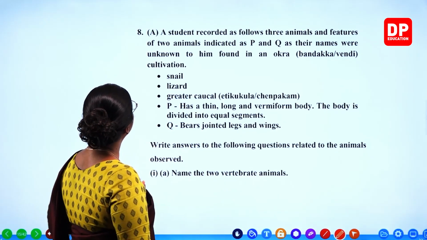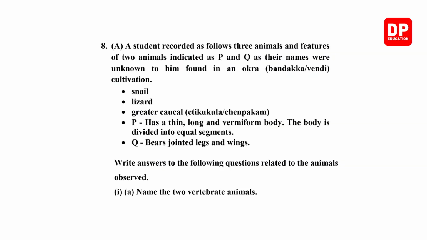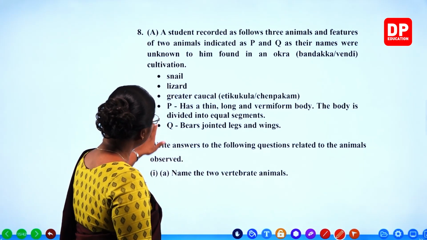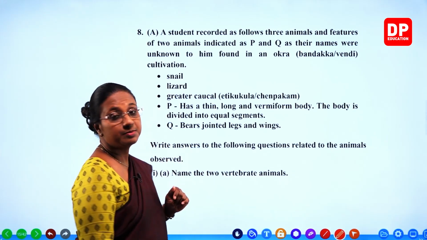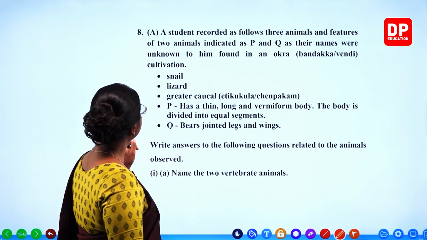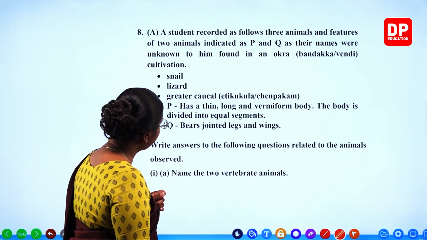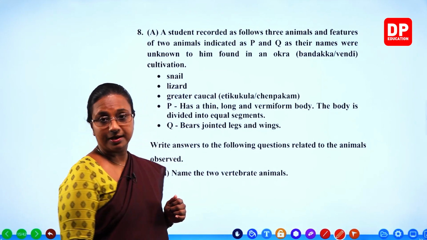So here, question number 8 part A. A student recorded as follows 3 animals and features of 2 animals indicated as P and Q, as their names were unknown to him, found in an okra or bandaka or vendi cultivation. So okra means bandaka or vendi cultivation. There the student has found these particular organisms. So here you can see a snail, a lizard, then there is a greater cockle, that is Eticukula or Chanpaham.